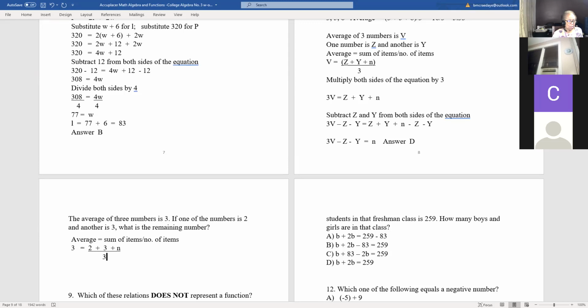12. No, 8, no, 5. No. Okay. Think of a number that you divide by 3 and get 3. 9. That's right, 9. That means your total must be 9, right? So if your total must be 9, and you have 2 and 3, what must n be?